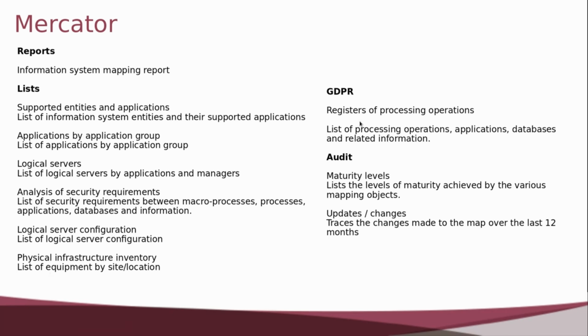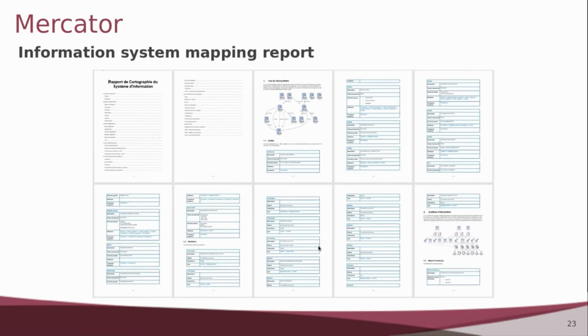We have made a link with GDPR. You have the register of processing and the list of processing operations, applications, and databases. And an audit part where you have your maturity level and track changes, a schema, and a table where you can view what has changed during the last 12 months. This is the information report. You can see the table of contents with all your elements, the schema, and you can browse this document. In the hospital, this report is 6,000 pages.